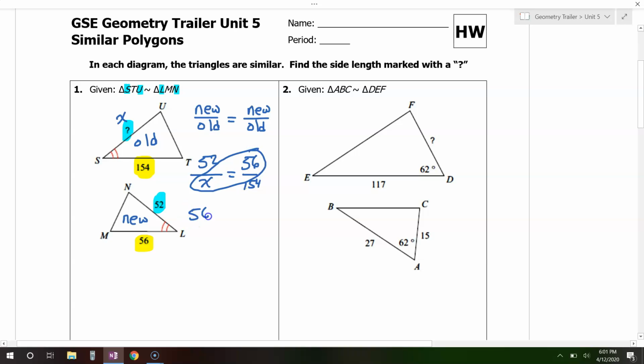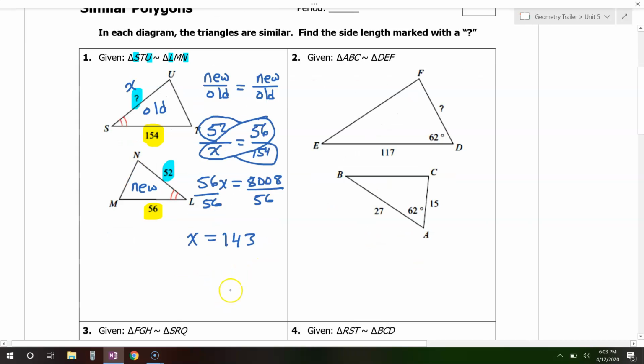So we can make a new equation by multiplying these together. So we have 56x equals, and then we can multiply these together. So 52 times 154. All right, so that turned out to be 8,008. And then I can divide both sides by 56. So I'm just using my calculator. Divided by 56 is 143.